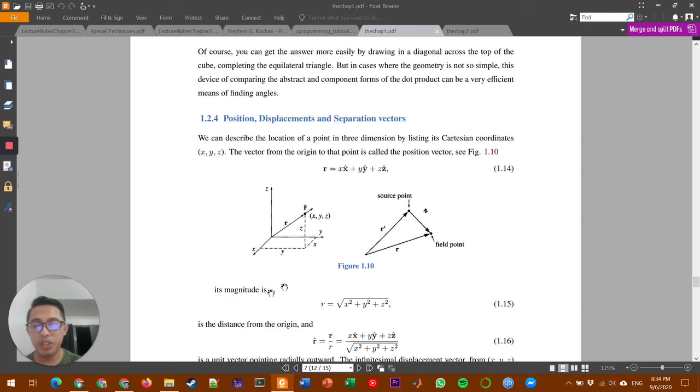And ang magnitude niya, kaning r, is just multiply the vector by itself. That product by itself. So you have x squared plus y squared plus z squared, and then you take the square root of the whole thing.